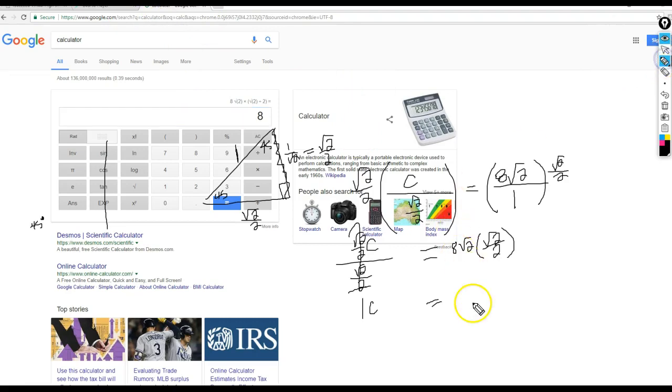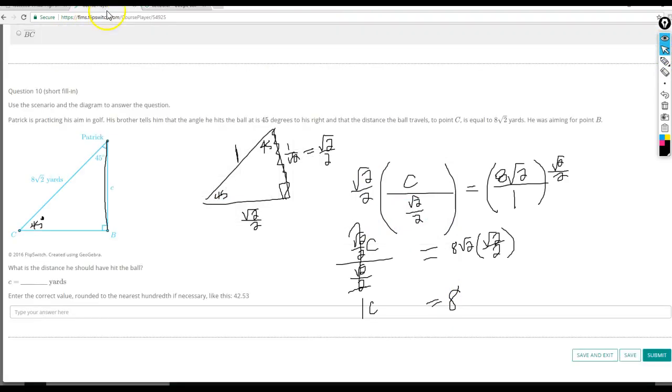So we have his actual distance is, since we have 1c equals 8, 1 won't change the value of that, so in math it is traditionally just written as c equals 8. So c equals 8, that means the ball should have only gone 8 yards.